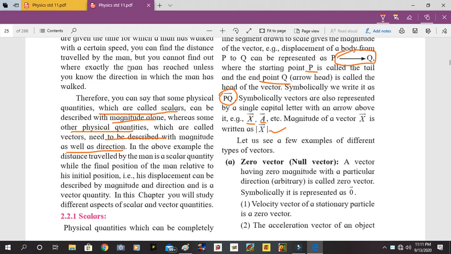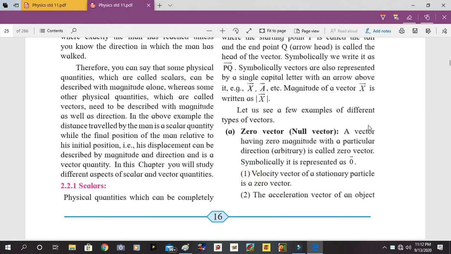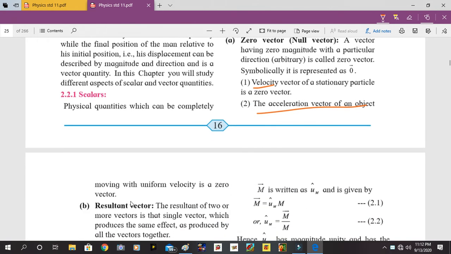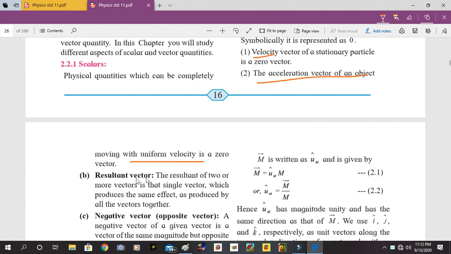Okay. There are several types of vector. First is the zero vector, a vector having zero magnitude. So I want to push the cupboard. I have decided where to push it, but I have not applied the actual value of force. Then the direction is fixed, but I did not apply the actual value of magnitude. Then we can consider it as what? Zero vector. The magnitude of the vector is zero here. So the velocity vector of a stationary particle is a zero vector. The acceleration vector of an object moving with uniform velocity is a zero vector.